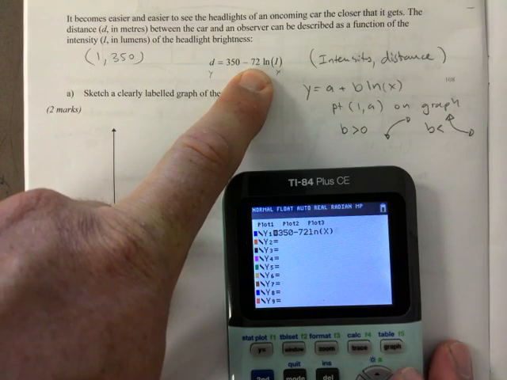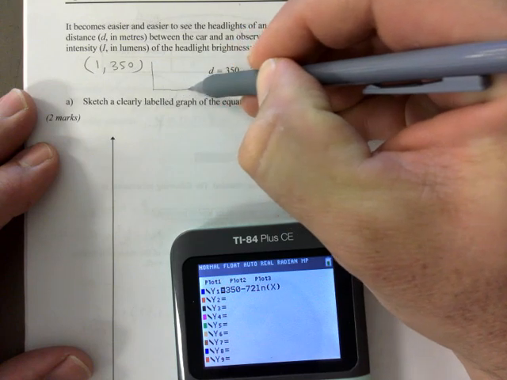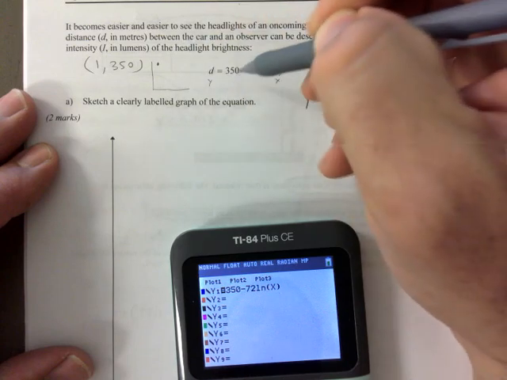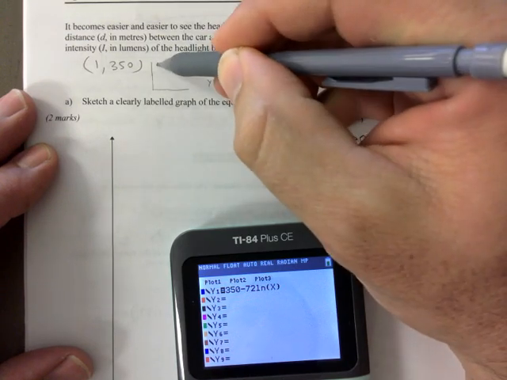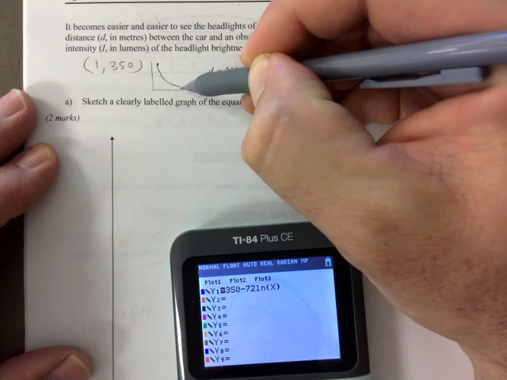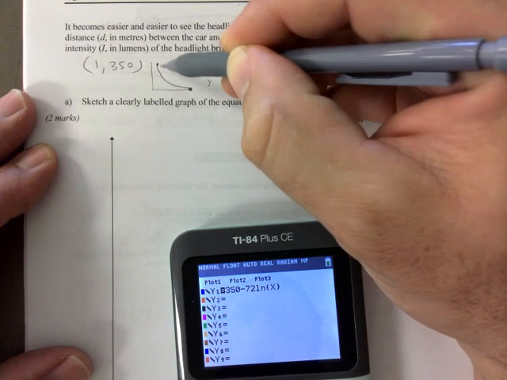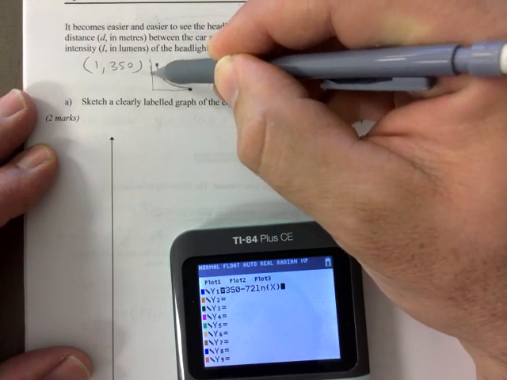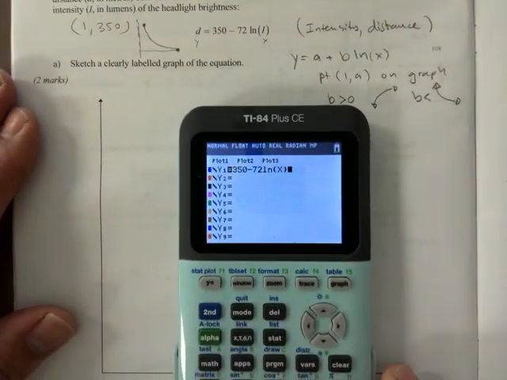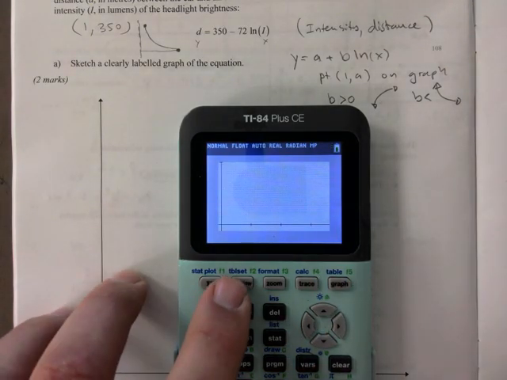And b is negative. So you can almost imagine 1,350 is somewhere up here. And because b is negative, this is going to come down towards the x-axis. It will cross it, right? So we know it's going to cross it at some point because it never touches the y-axis. That's something we know. So let's see. I'm going to hit graph. Don't see anything. No panic.